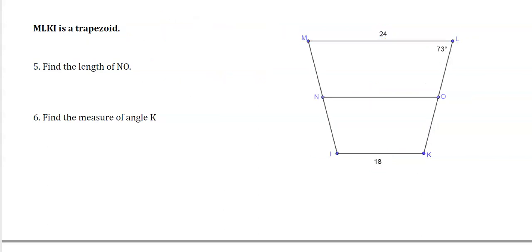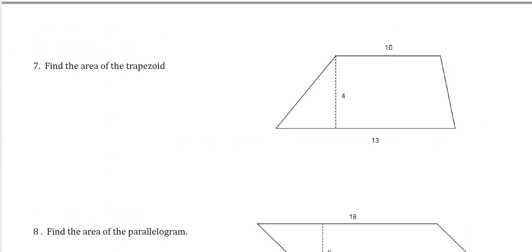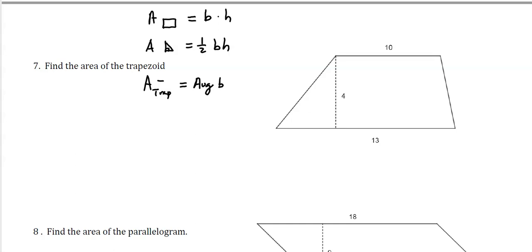All right, moving right along. Find the area of a trapezoid. Well, the area of a trapezoid, how I remember this is, I know that the area of a rectangle is base times height. I know that the area of a triangle is 1/2 base times height. Well, I know that the area of a trapezoid is the average of the bases times the height.